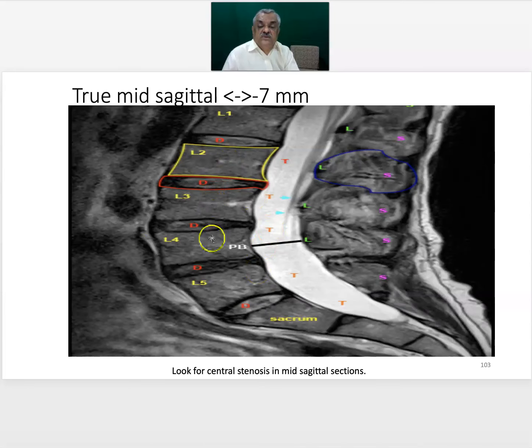Now these are the vertebral bodies. The D is the disc. This is the mid-sagittal section, which shows the maximum width for the canal, and if this is narrowed, then we say there is a central stenosis.